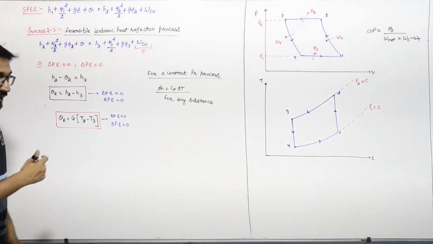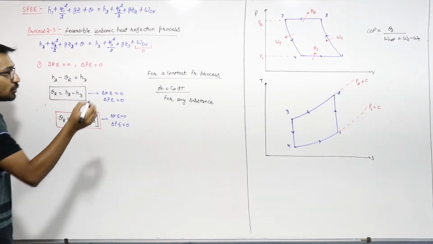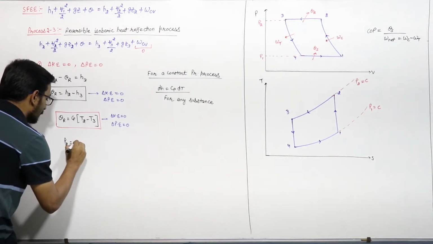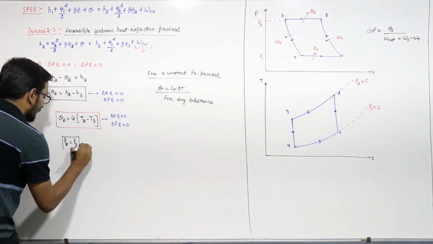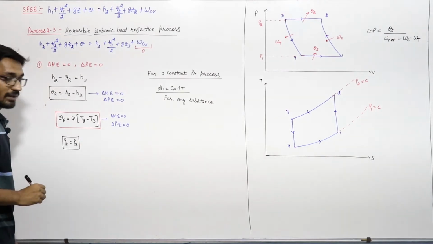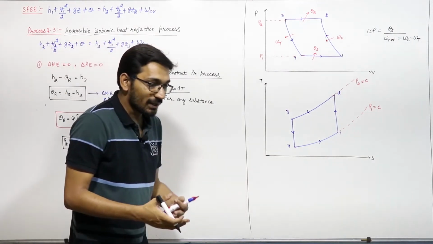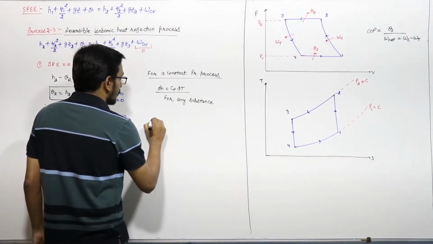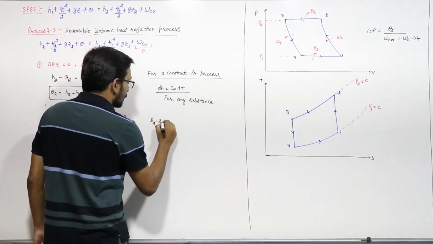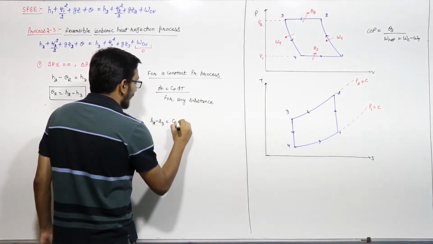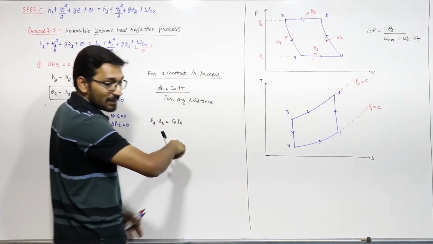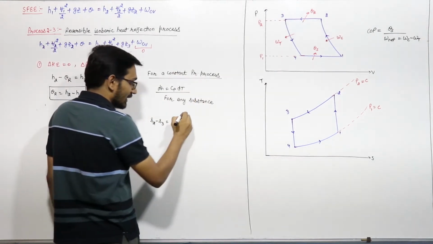Now if we talk about the process 2 to 3, pressure is the same, so you can write pressure at point 2 will be equal to pressure at point 3, right? And if you want to write the change in entropy, S2 minus S3 will be equal to Cp ln T2 by T3, right?